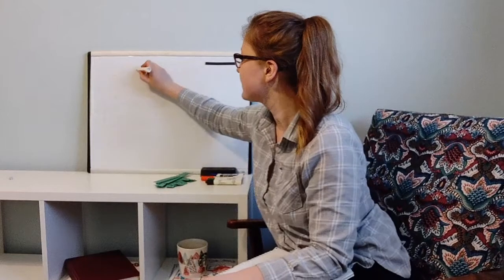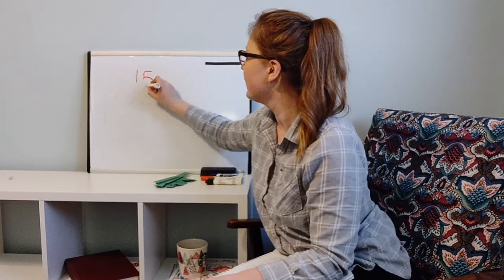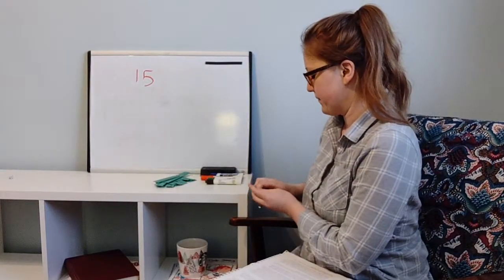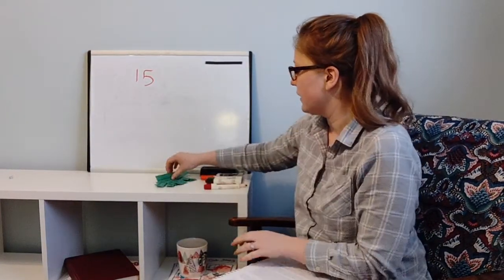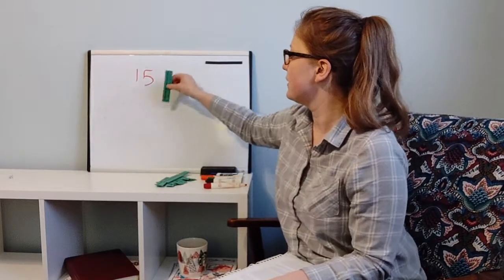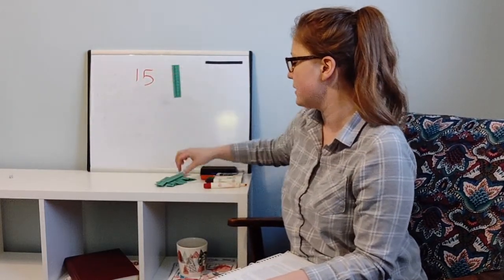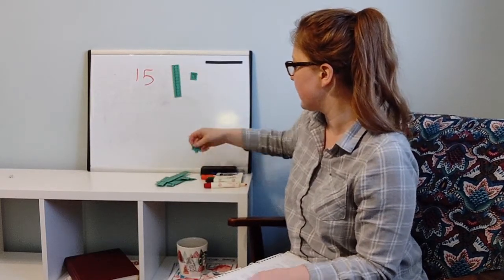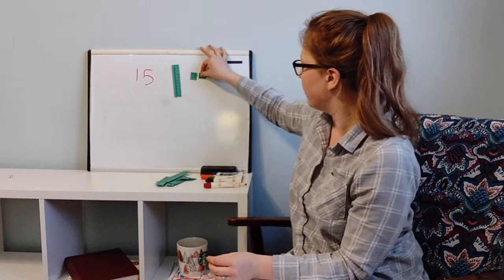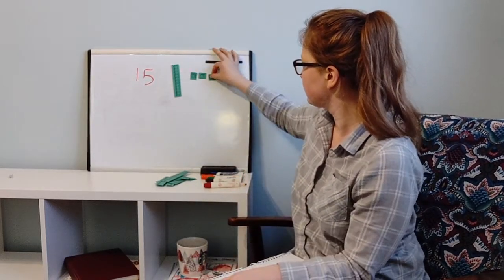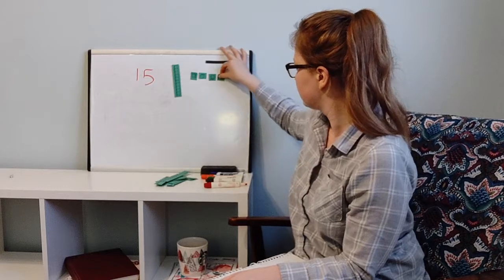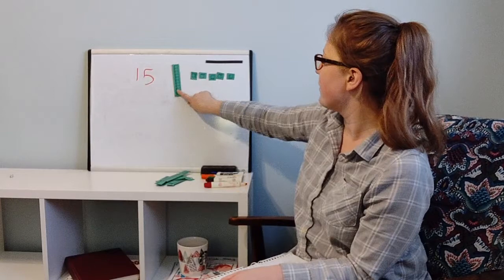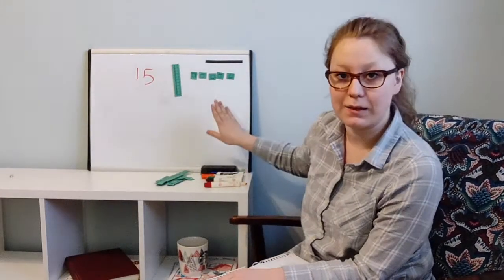15 will look like this, a 1 and a 5. Can you build the number 15 for me? I'll do it here. There is a 1 in the tens column, so I need 1 tens. And there is a 5 in the ones column, which means that I need 5 ones. Okay, so now that I have my first number built, we're going to keep it there.